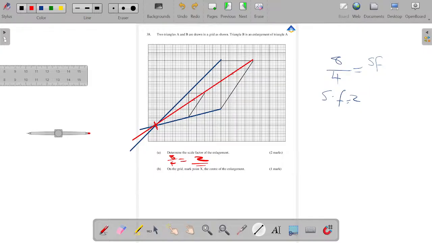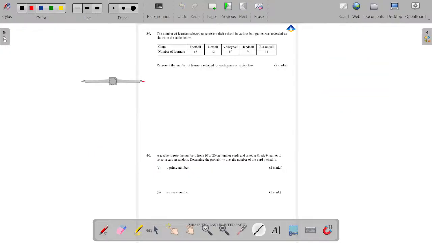And this point is called X. We are done with that.